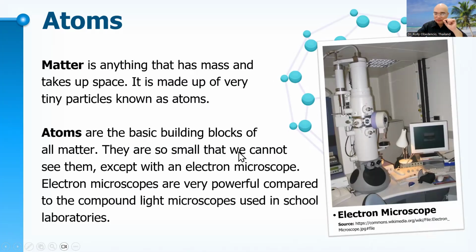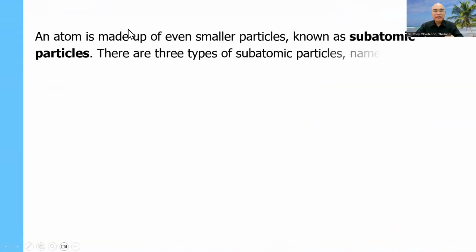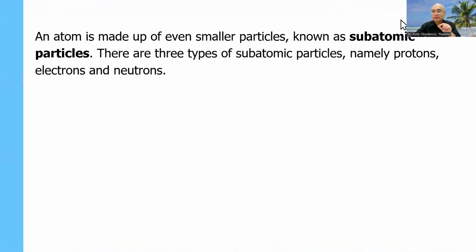They're so small that we cannot see them except with an electron microscope. Electron microscopes are very powerful compared to the compound light microscopes used in school laboratories. An atom is made up of even smaller particles known as subatomic particles. There are three types of subatomic particles, namely the protons, electrons, and neutrons.